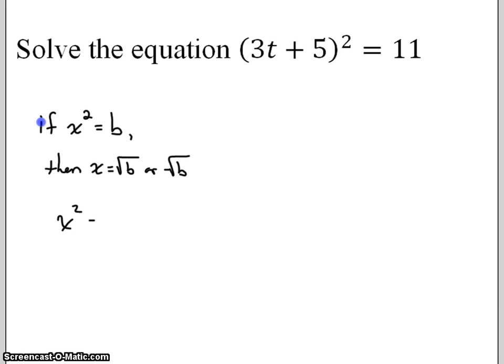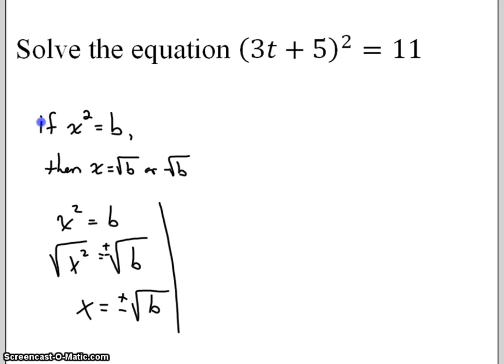Basically, we're taking the square root of both sides. We just don't show it. The problem is you have to remember to put a plus or a minus in front of that square root. So x can either be the positive or the negative square root of b.